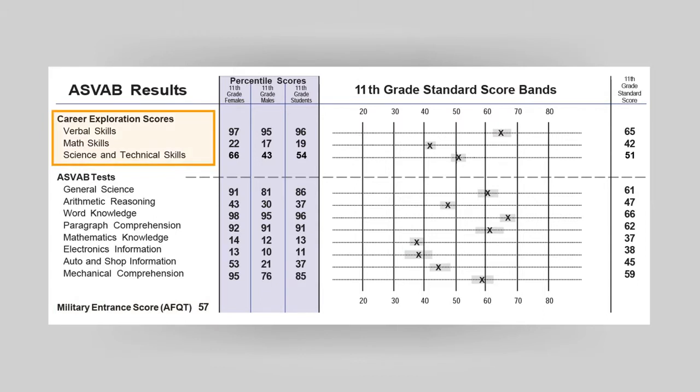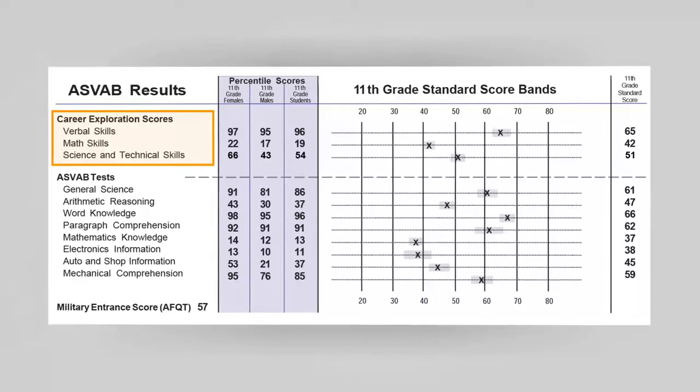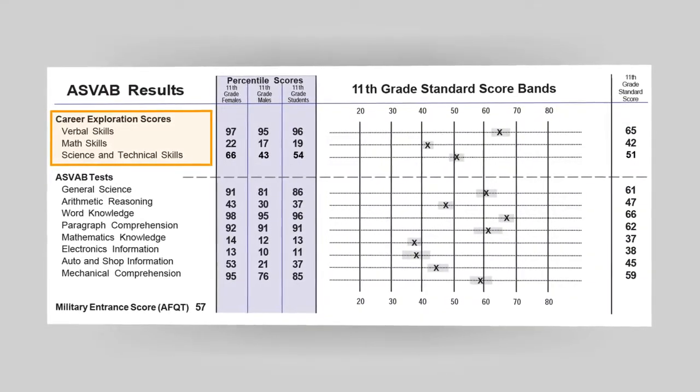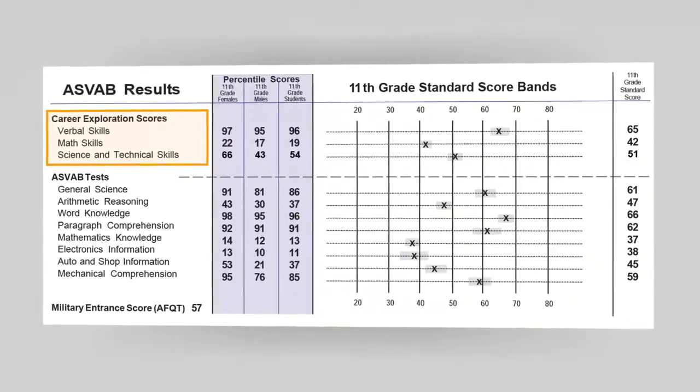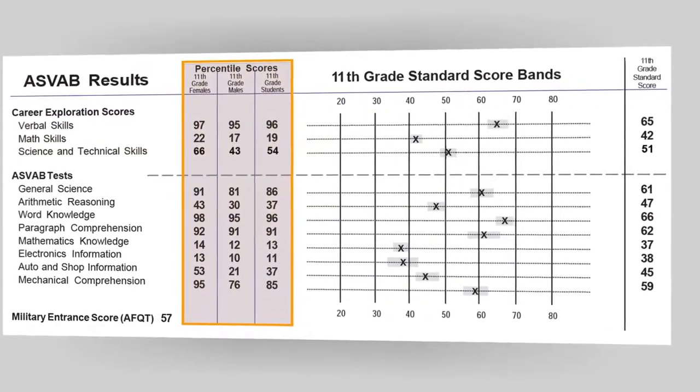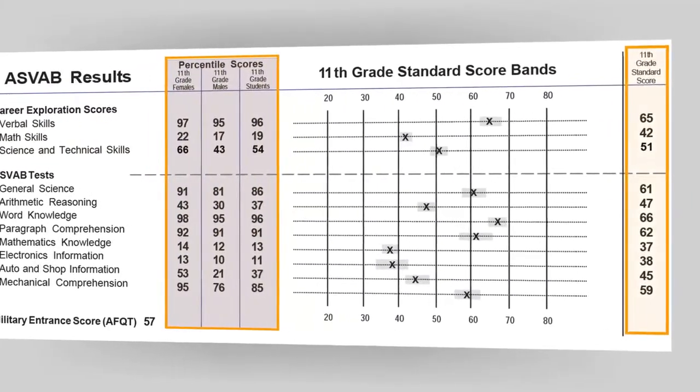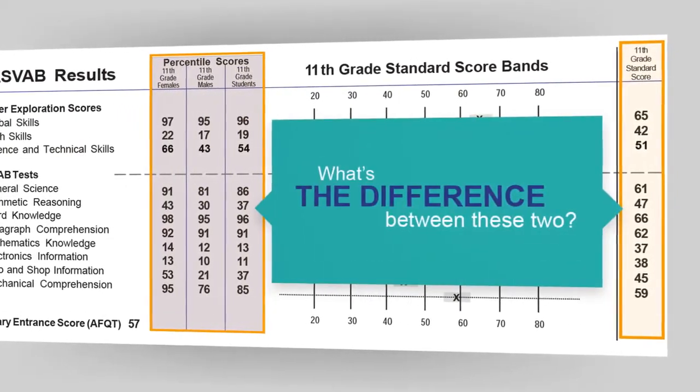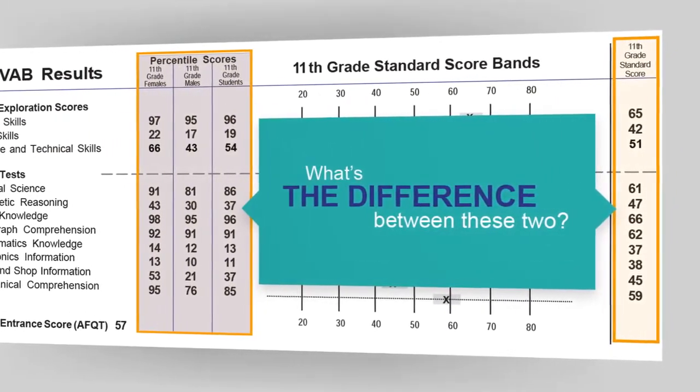Career exploration scores give you an estimate of your verbal, math, and science and technical skills as compared to other students in the same grade. You'll use these scores to explore careers using the OccuFind. Your test scores are displayed as percentile scores and standard scores. You're probably wondering, what's the difference between these two?